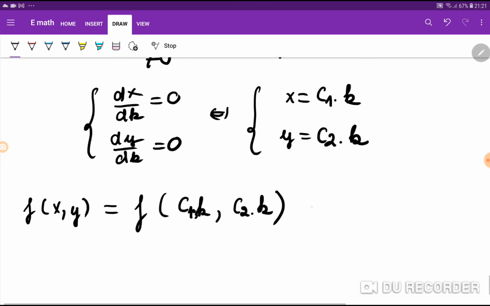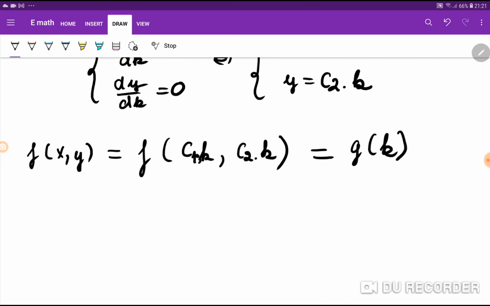And do you agree with me? f of c1k and c2k is a function of k. Take some time to think about it. f of c1 times k and c2 times k, where c1 and c2 are constants, is actually a function of k. I assume it makes sense to y'all.